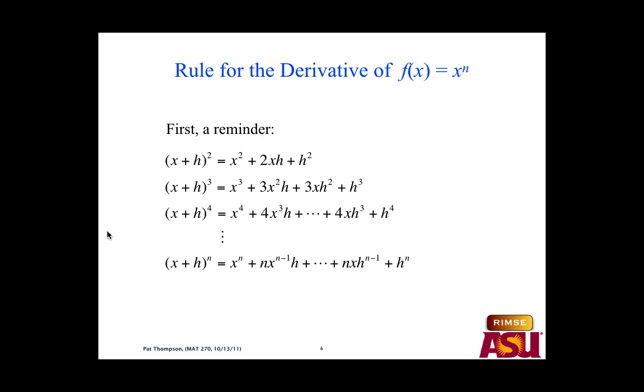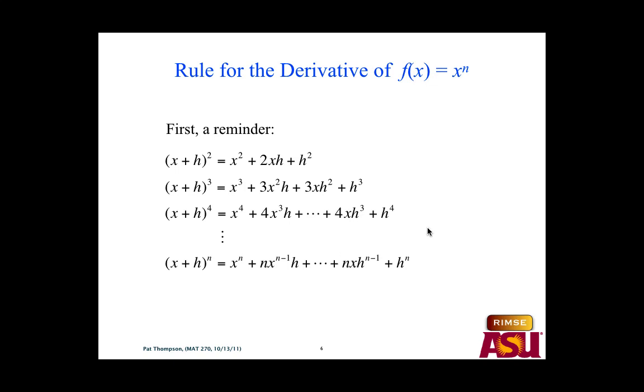it generally turns out: descending powers for x, increasing powers for h, and various coefficients, but the ones right next to the end, notice, are the same number as what the exponent was. So these are n x to the n minus 1, just like this is 2xh and 3x squared h, and so on and so on.